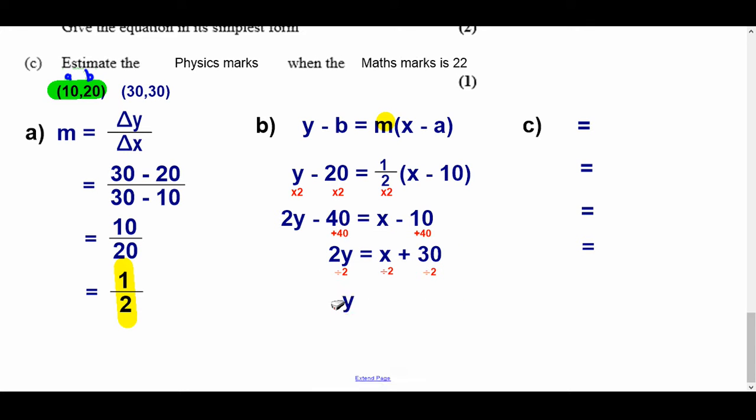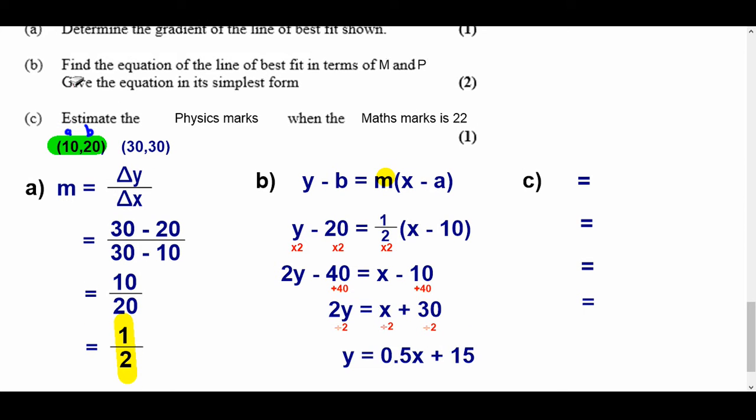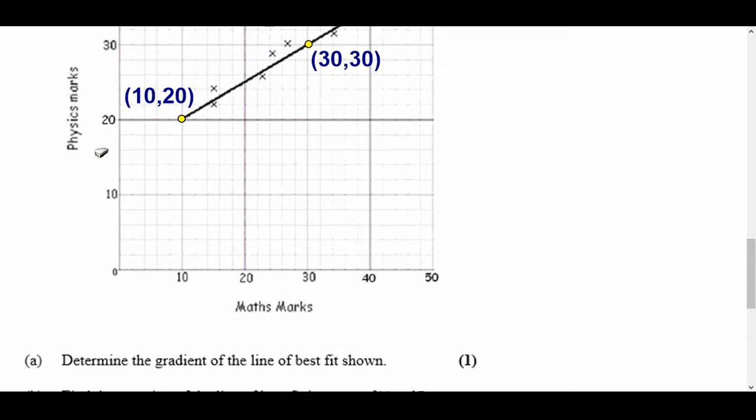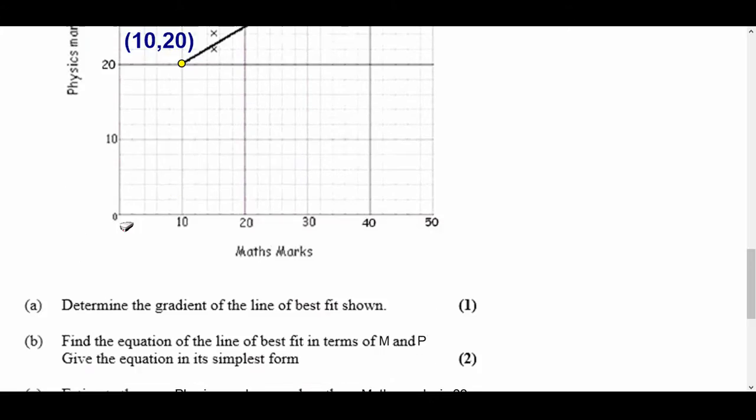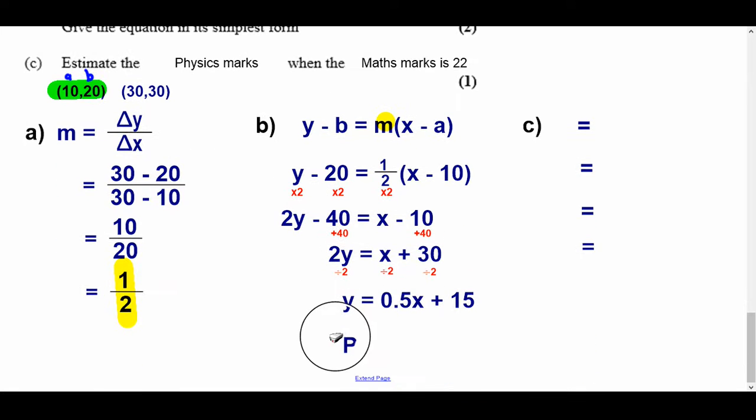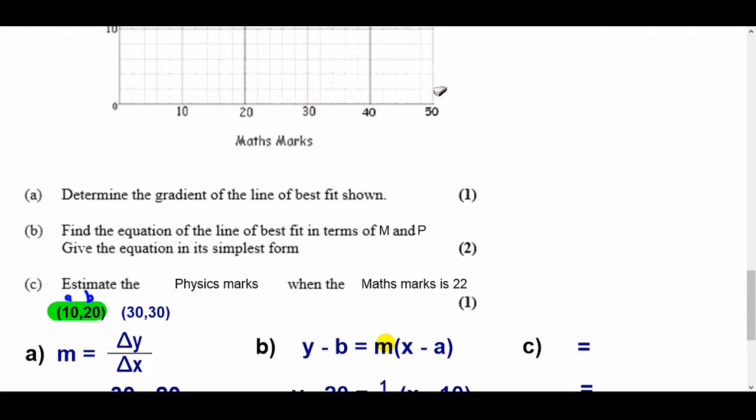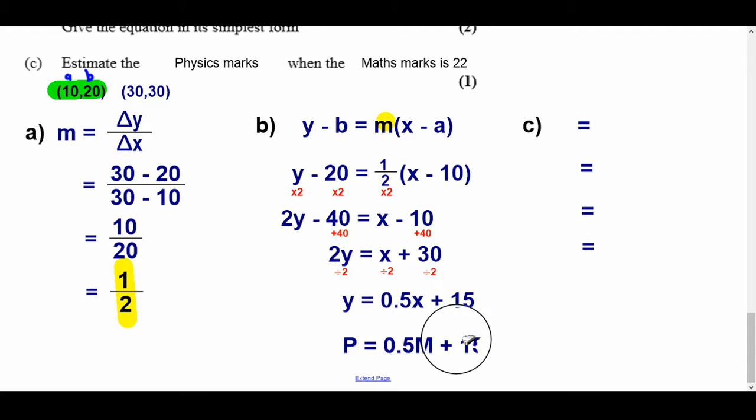So that'll get me 1y. You could put a half x. I'm going to write 0.5x because I'm using a calculator, and then that will be 15. Now just to finish here, it says give the equation of the line of best fit in terms of m and p. So let's look up here. P is physics, and that's the y-axis. So I'm going to change the y to a p, and the maths is the x-axis. So I'm going to change that to an m.